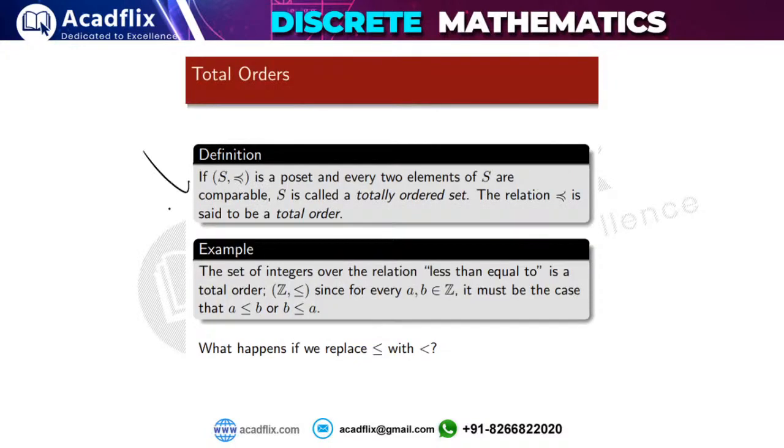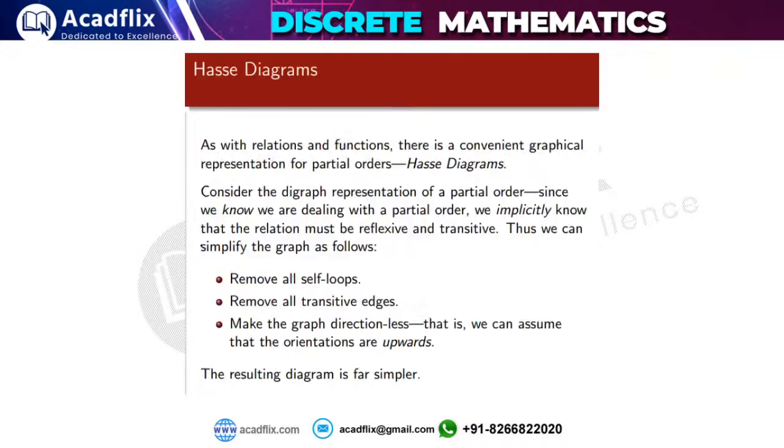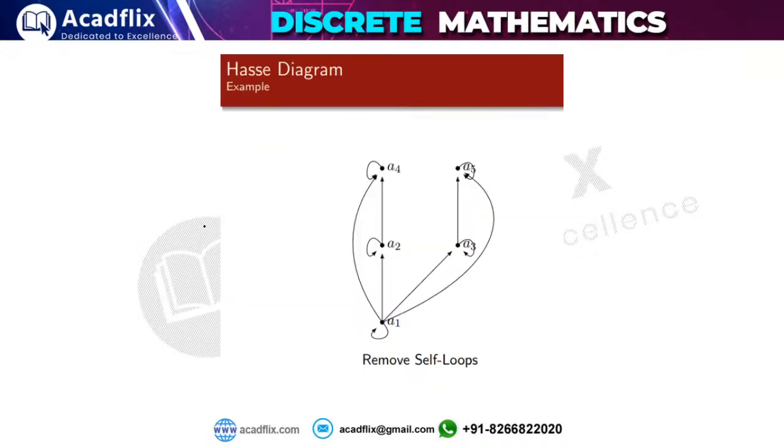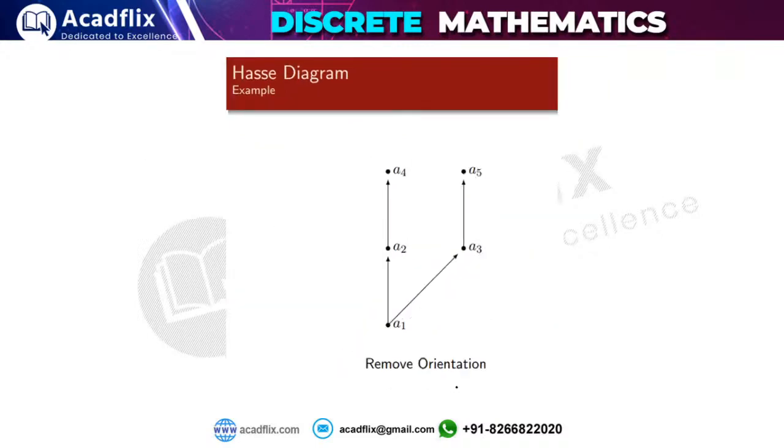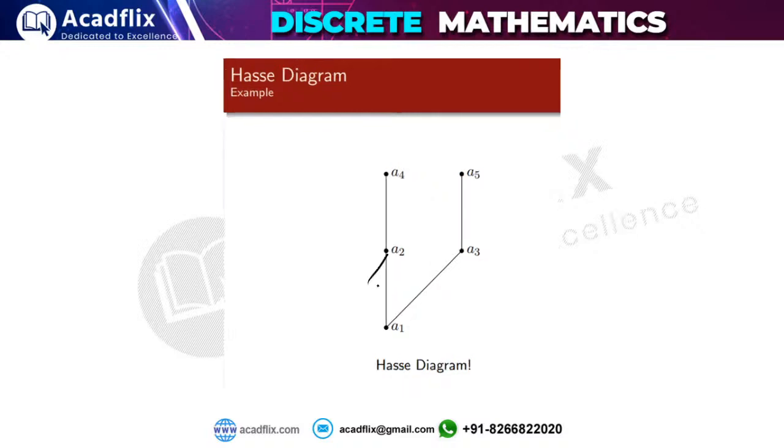Next, we have seen this total order. We have already seen the Hasse diagram. In a Hasse diagram, we remove self loops, we remove transitive edges, and we remove the arrows. But remember, all the arrows are there in the upward direction. So this is your Hasse diagram.